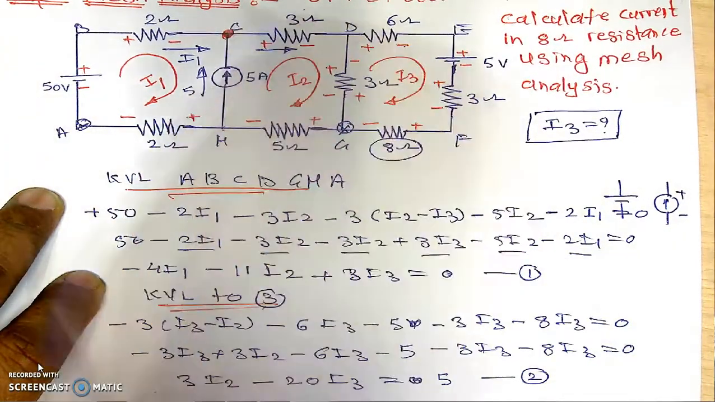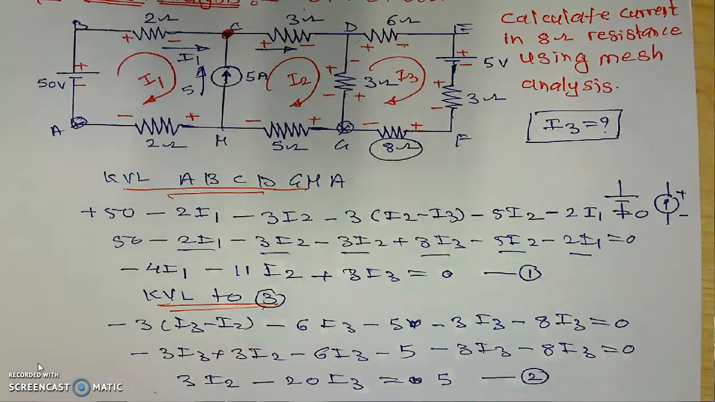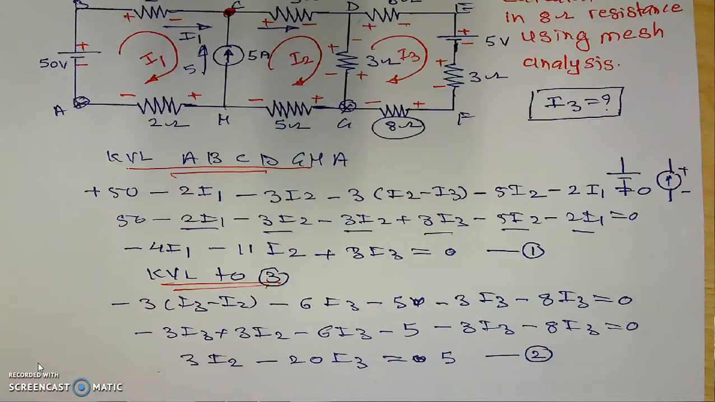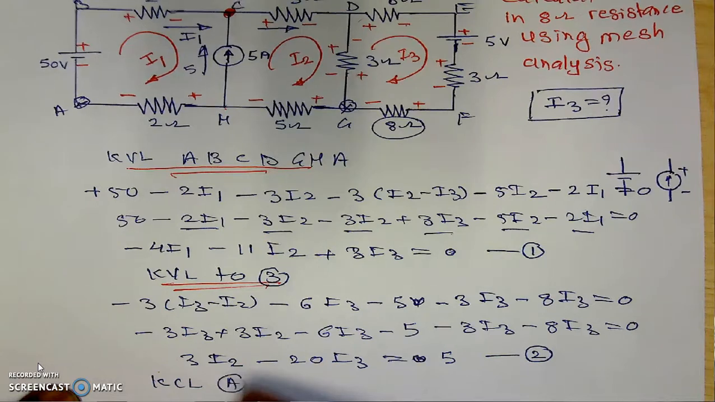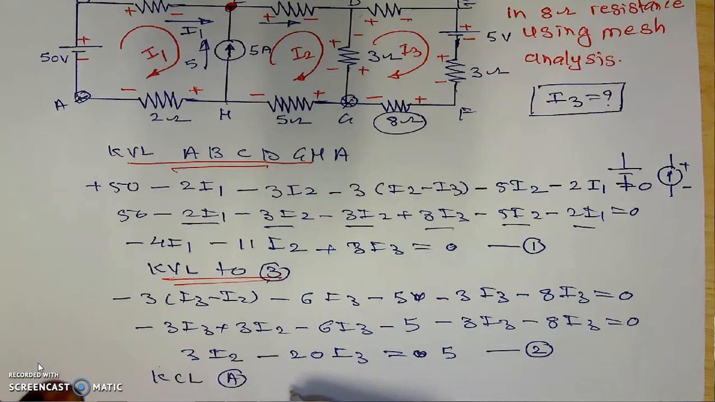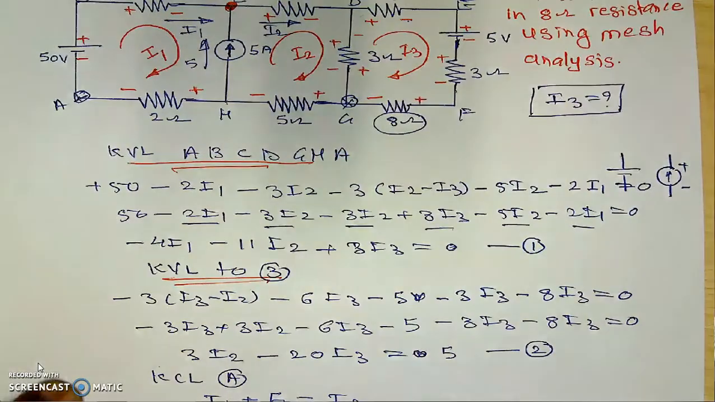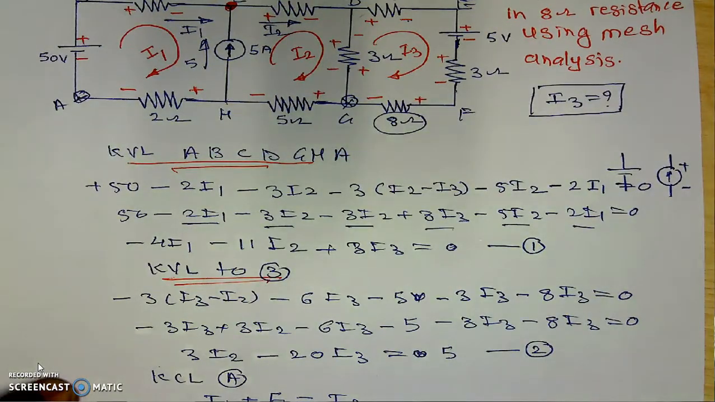We will apply the KCL here. What is the KCL? KCL says that incoming currents towards any junction are equal to the outgoing currents from the junction. If we apply KCL at node A, incoming currents equal outgoing currents. Here I1 is incoming as well as 5 amperes is also incoming, which is equal to the outgoing current, which is I2. Now we are not thinking about the loop currents; we are thinking about the branch currents.